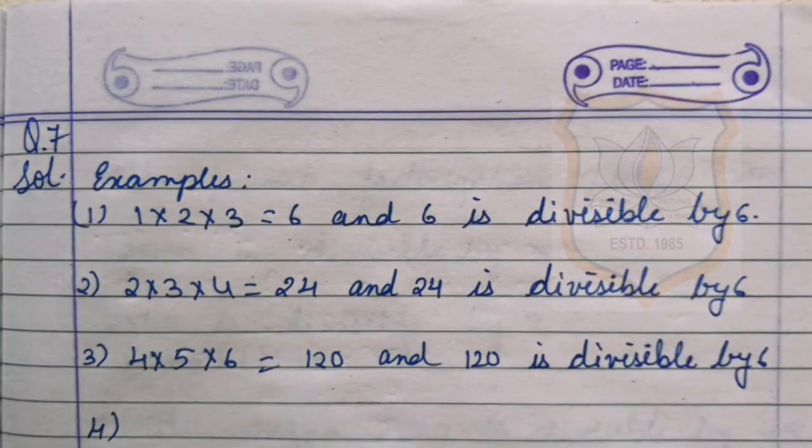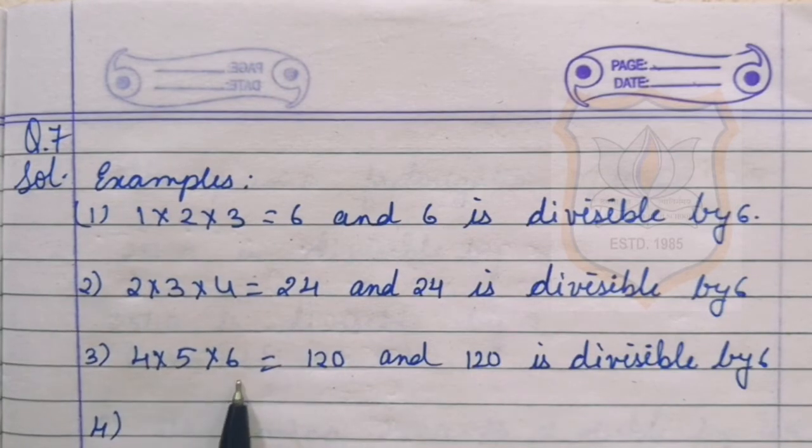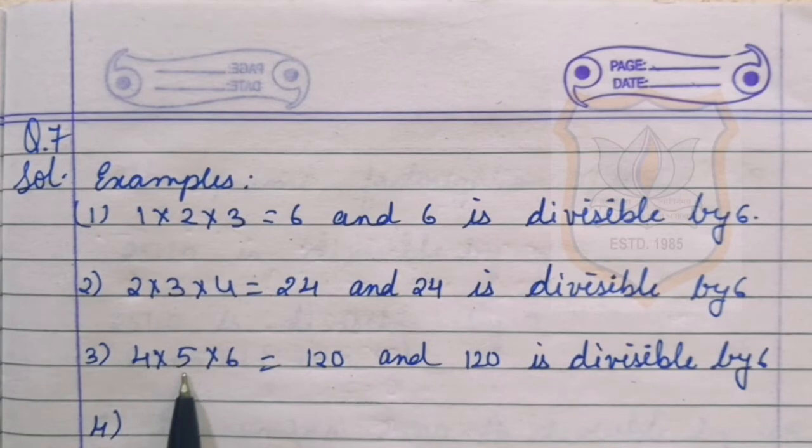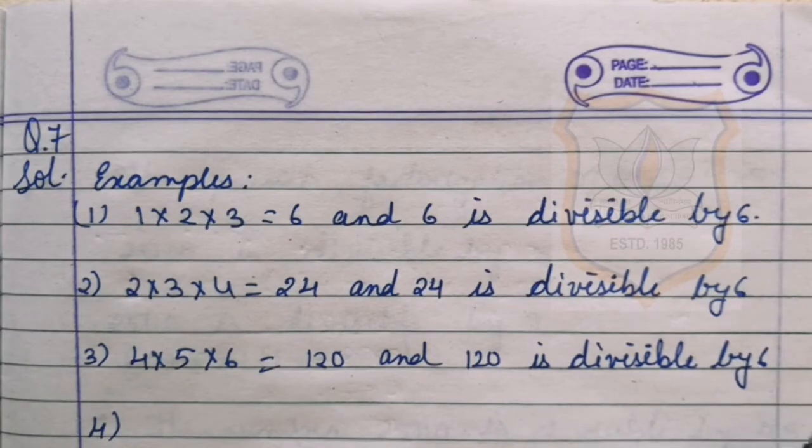6. Now example 3. If we multiply 4, 5, 6, these are also consecutive numbers. By multiplying 4 by 5, we will get 20, and by multiplying 20 by 6, we will get 120. And 120 is also divisible by 6. So it's proved that by multiplying 3 consecutive numbers, the answer is divisible by 6.